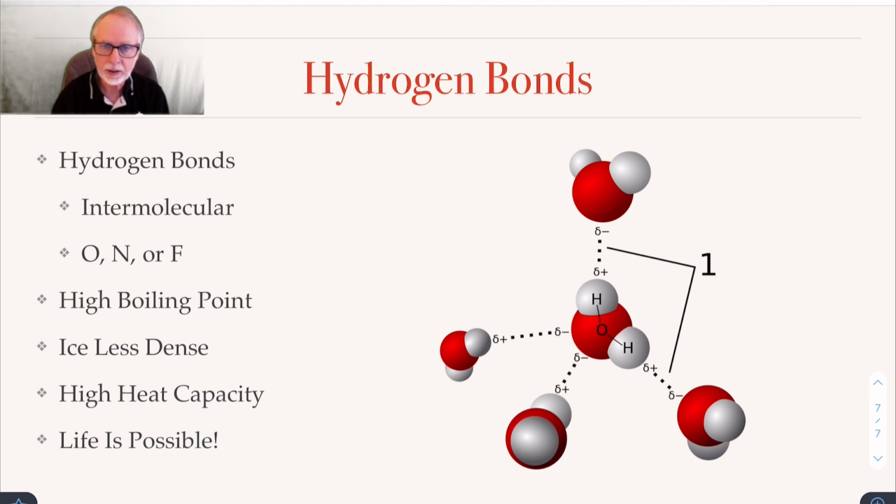So finally, on our last slide, we're going to talk about hydrogen bonding. This is a very special type of intermolecular interaction. And by intermolecular, what I mean is it's between molecules. This is a strong attraction between molecules. It's not a covalent bond. It's not as strong as a bond within a molecule, but it is a strong interaction between molecules, which has a significant effect on the properties of molecules.